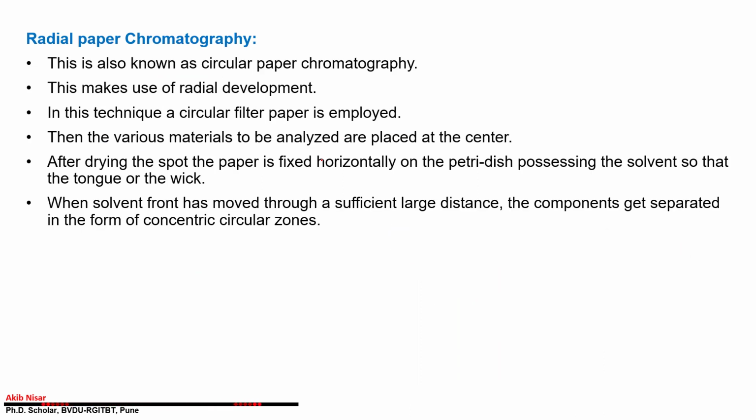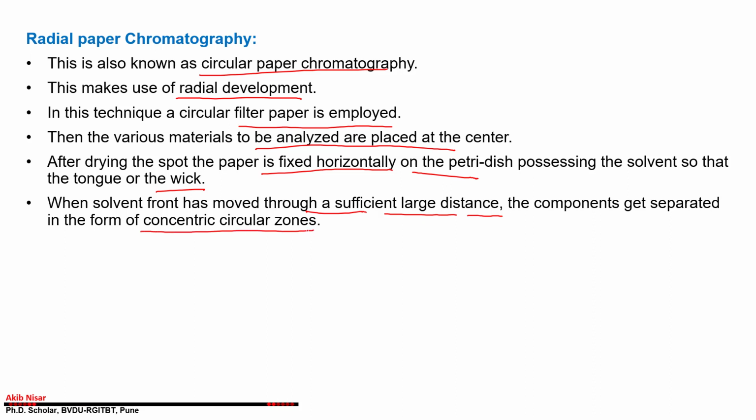Now the third one is radial paper chromatography. When you see the radial form, this is known as circular paper chromatography as well. This makes use of radial development. In this technique, a circular filter paper is employed. Then the various materials to be analyzed are placed at the center. After drying the spot, the paper is fixed horizontally on the petri dish containing the solvent, so that the tongue or the wick and solvent front has moved through a sufficiently large distance. The components get separated in the form of concentric circular zones.